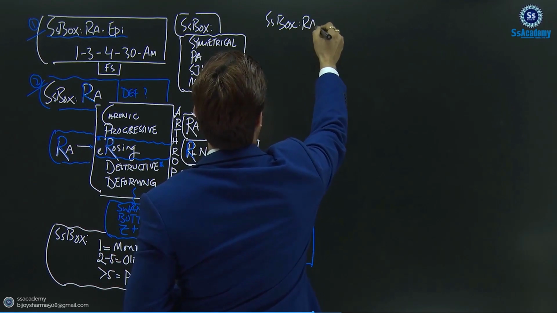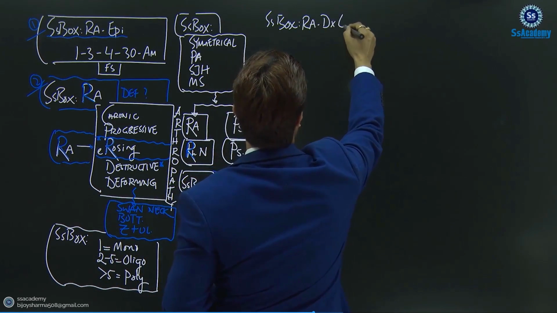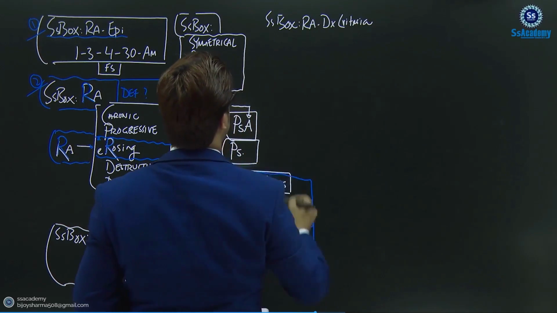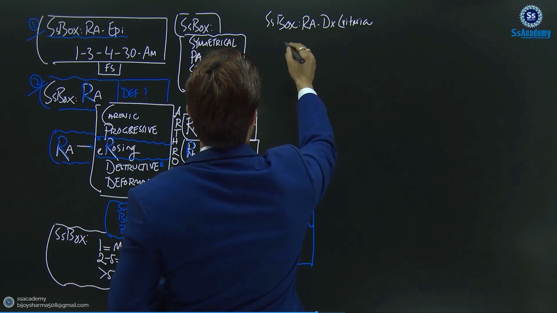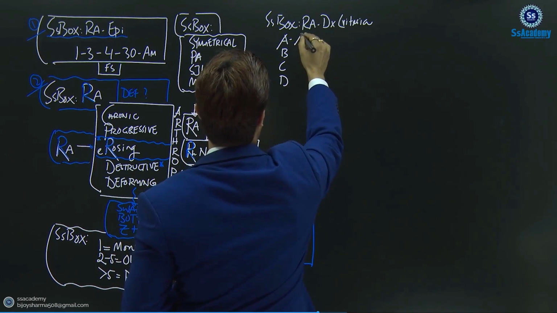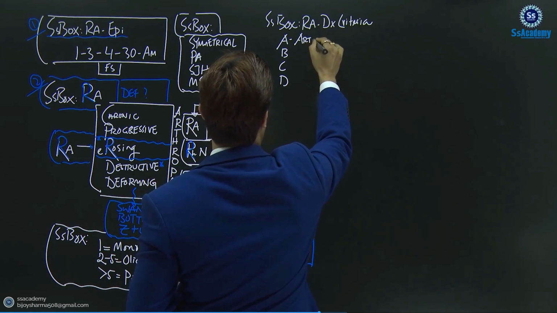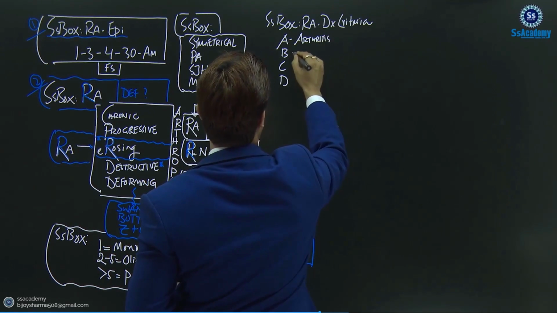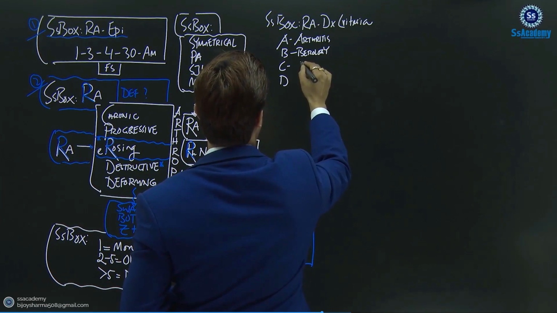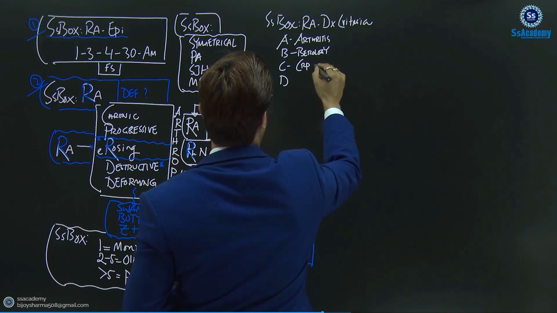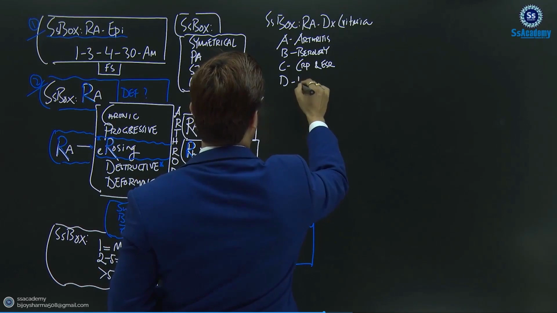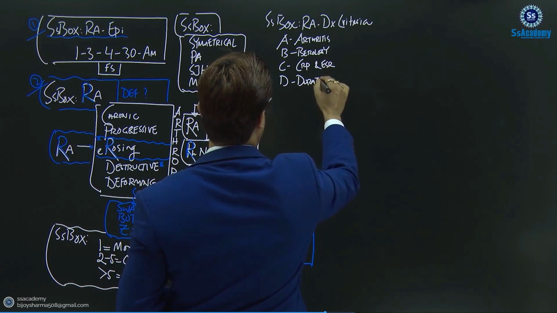So the box is the RA diagnostic criteria. If I'm writing the diagnostic criteria box, my dear, in that case we will write down A, B, C, D, my dear. So A, I'm writing the arthritis. B for serology. Yes. And C for CRP and ESR, meaning the inflammatory markers. And D for duration, my dear.